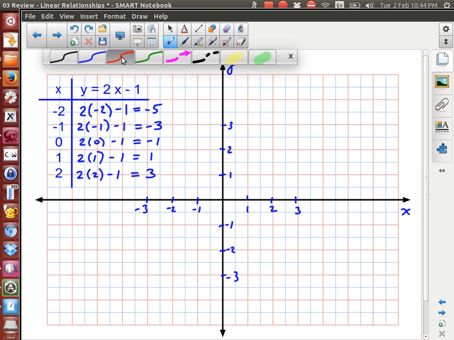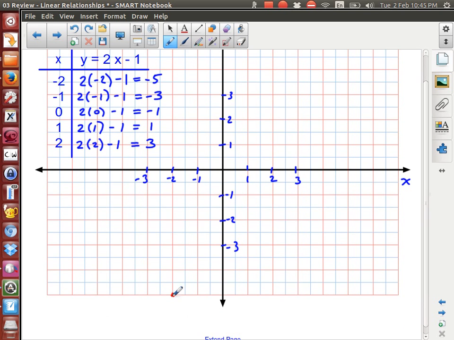Next thing I'm going to do, I'm going to switch colors here. My first point is -2, -5. So the x value is -2, so I go over here to -2. The y value is down here at -5. I didn't label it. I'm going to label it in just a moment. So there is my point. So that is the point, -2, -5.